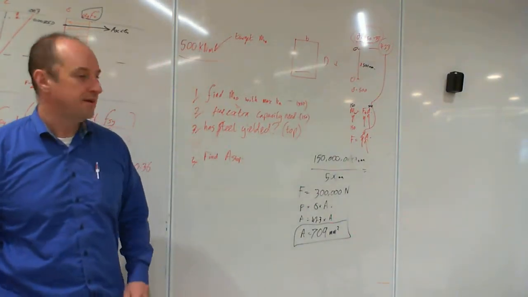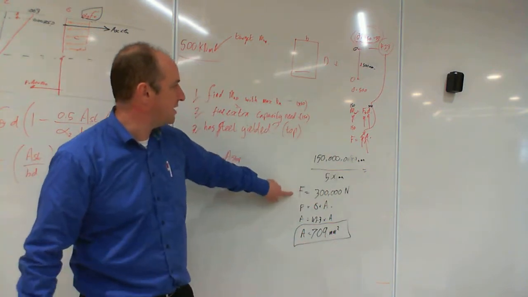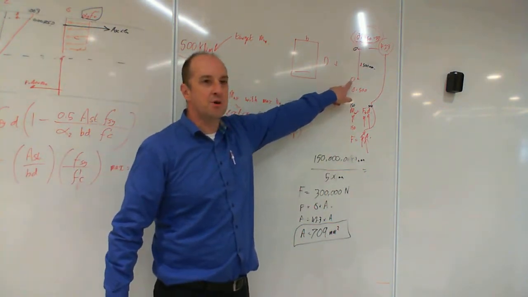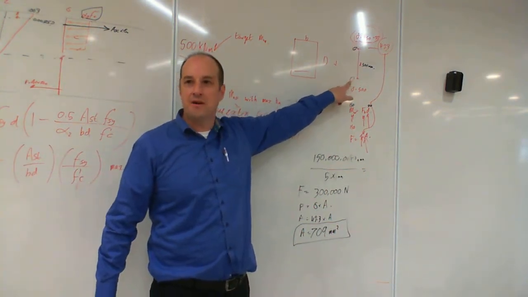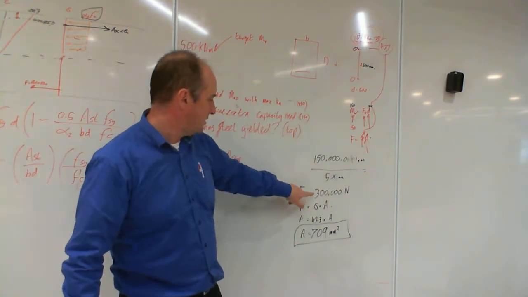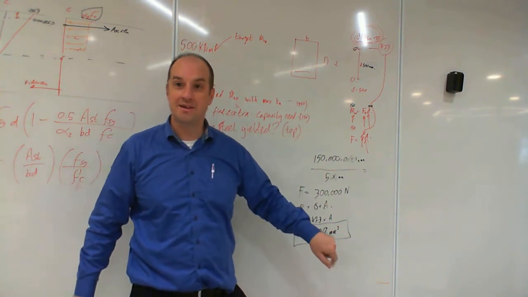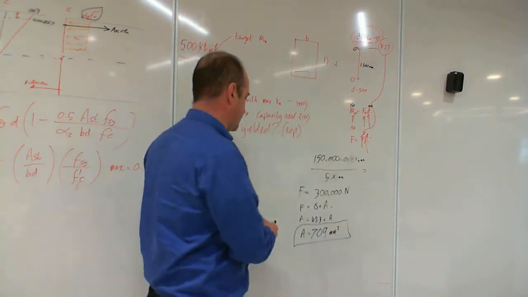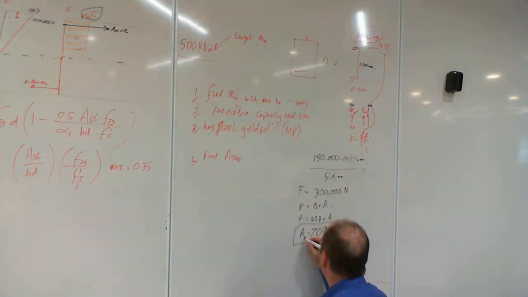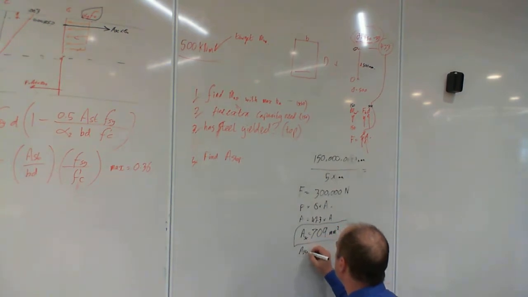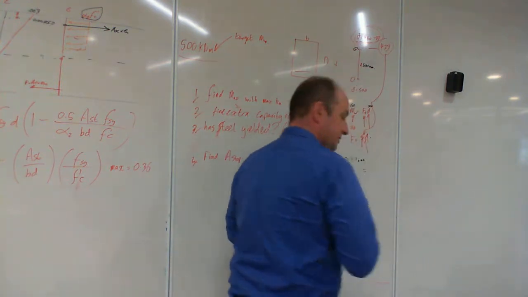Now that force, 300,000, is also, I need to get to the bottom here. At the bottom, we can just use 500 megapascals. So take 300,000 and divide it by 500 for me. And we'll find it's 600. Mental arithmetic.